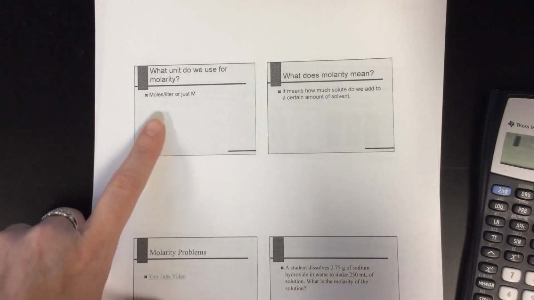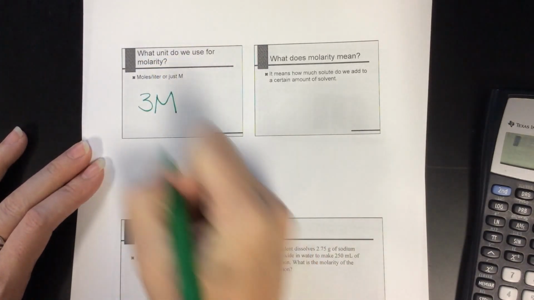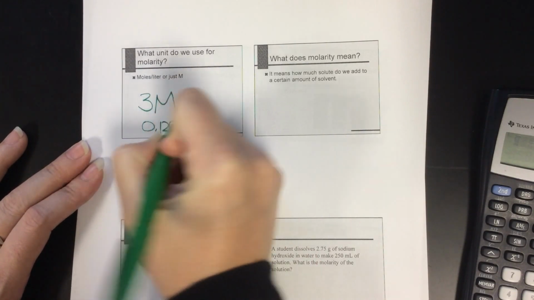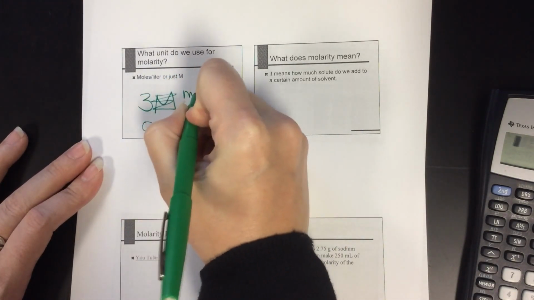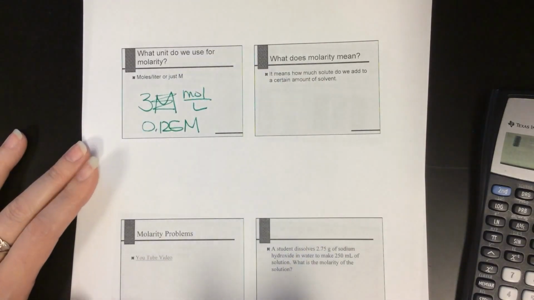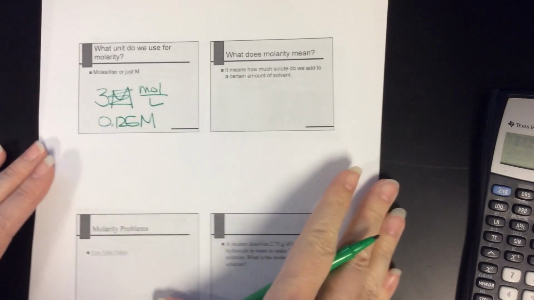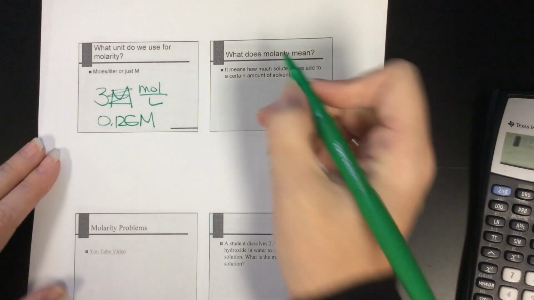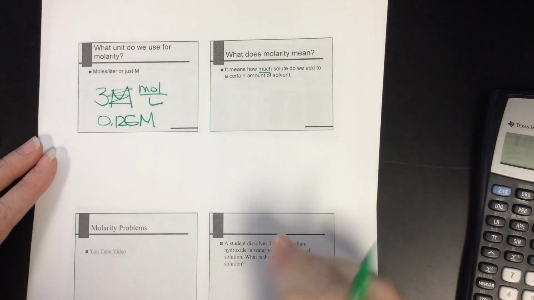The unit that we're going to use for molarity is just a capital M. So you might have 3 M, or you might have 0.125 M. You can also write that as moles per liter. It's the same thing, but most people just do the big M. So molarity actually means how much solute we add to a certain amount of solvent.